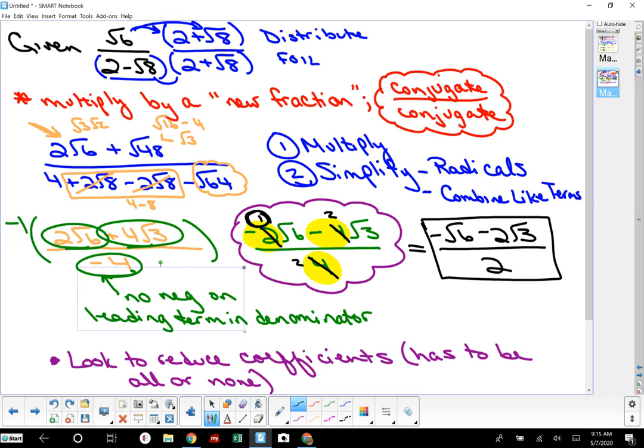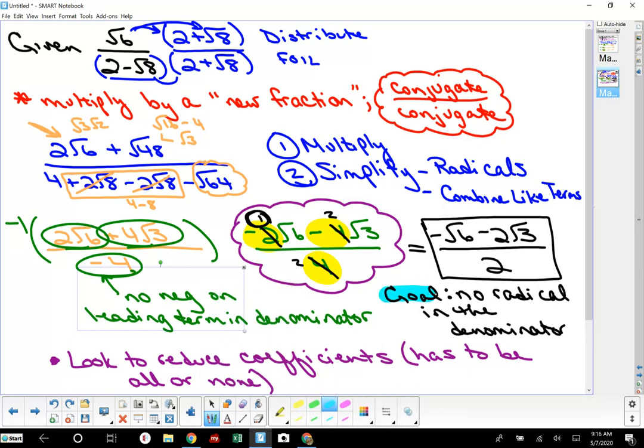The goal, I don't think I really stated it, but your goal is to have no radical in the denominator. Okay, so that's huge. That is a big part. That's the whole point of why you're doing this. Your goal is to have no radical in the denominator at all. Okay, so here's your answer, and that is how that guy would look.